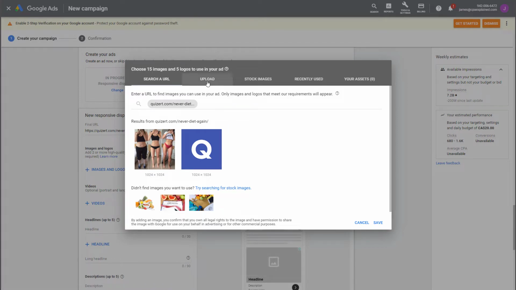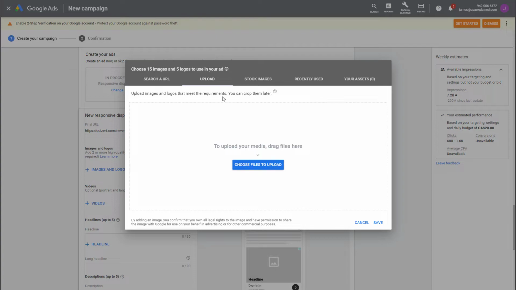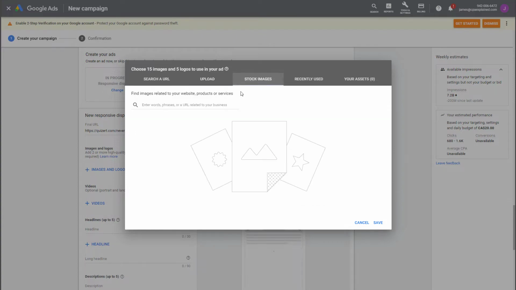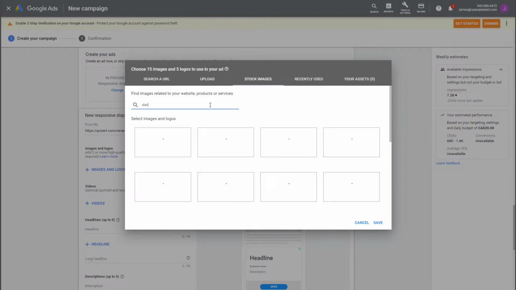Okay, let's upload some images that we can use. All you do is click on images and logos, click on upload, and choose files to upload. They do have stock images that you can use. I don't know if they have any diet ones here.